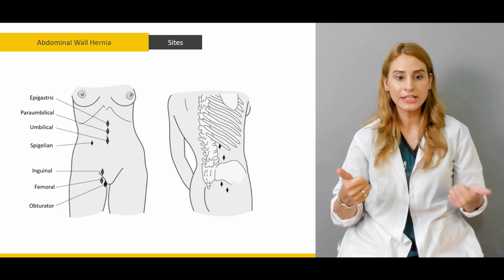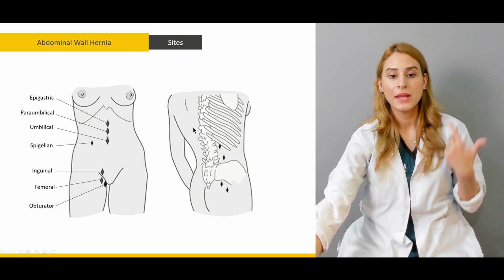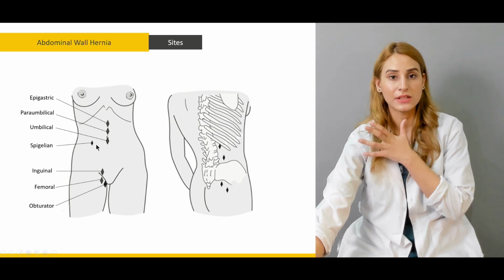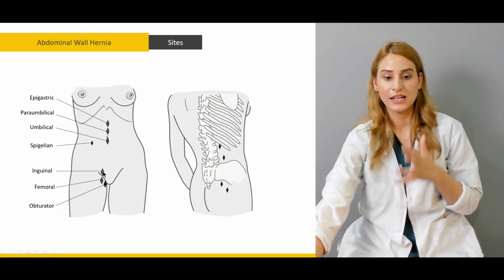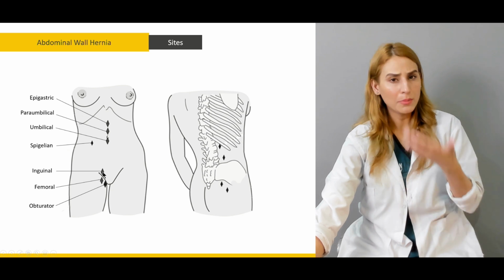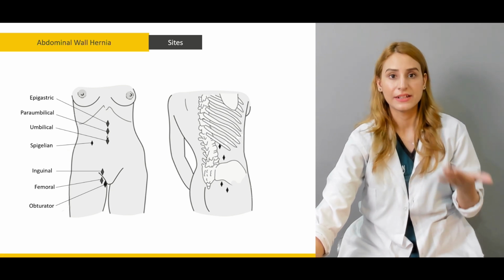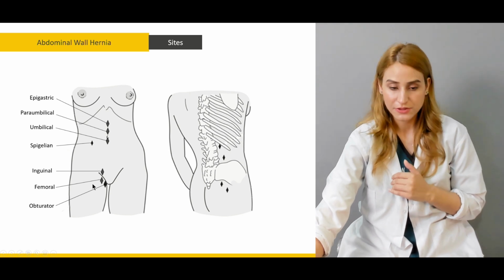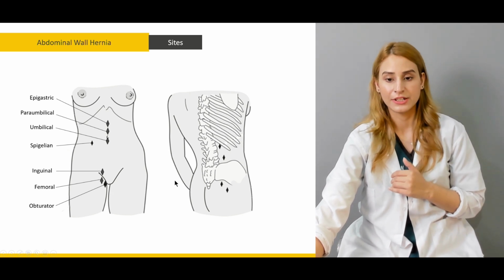The epigastric hernia, the para-umbilical hernia, the umbilical hernia is here, the spigelian hernia, which is coming from the lateral border of the rectus. This is the inguinal hernia above the inguinal ligament in the inguinal canal, the femoral hernia below the inguinal ligament in the femoral triangle, and the obturator hernia as well.